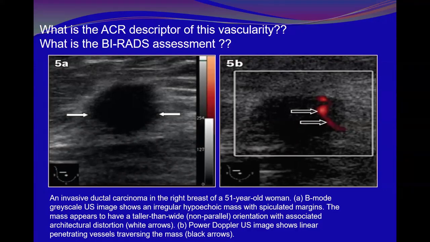If I cannot see a circular or rounded mass, it might be that the anteroposterior and transverse dimensions are equal. Roughly, it seems to be unequal. Sometimes, even, they look for the deepest portion of the mass and measure it. If we consider this portion, it can be considered to be a non-parallel orientation. And the power Doppler demonstrates a linear or curvilinear penetrating vessel traversing the mass, intralesional vessels, I mean, feeding vessels.